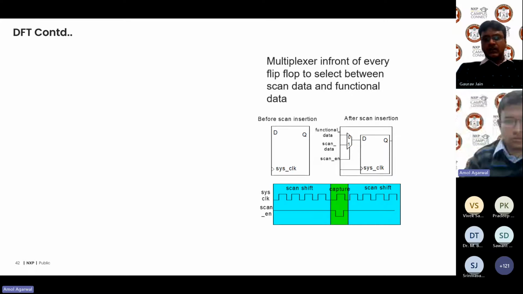And if you see the picture below, whenever the scan enable is high, the data coming on the scan data will be propagated to the output. And in between, when scan enable is low, we capture the actual functional data, to make sure that the flop is actually functional when the silicon comes.